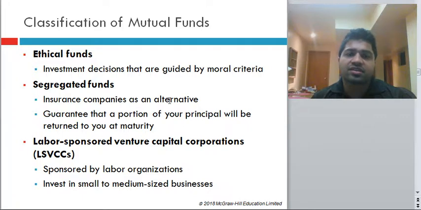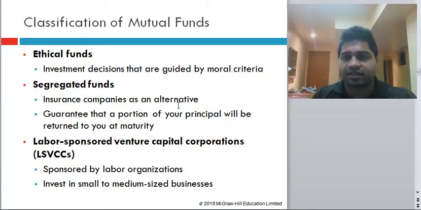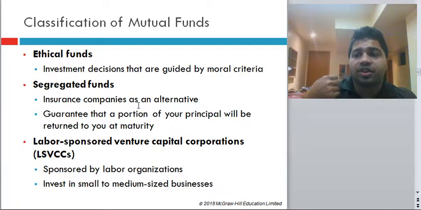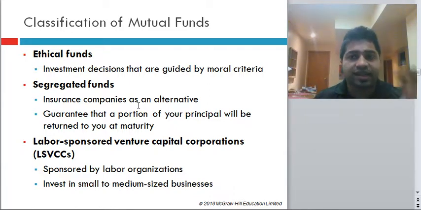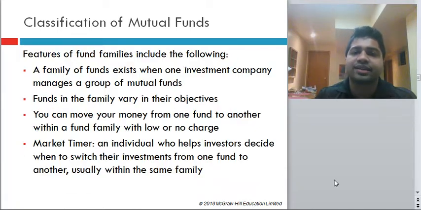Segregated funds, insurance companies offer these as an alternative. Segregated funds means some portion of your investment is guaranteed, and you also get exposure to capital appreciation. The guarantee is the insurance component, but the issue with segregated funds is the cost is generally high. Unlike mutual funds, some portion of your investment is guaranteed and the rest of it is floating. Disadvantage, you generally have very high management fees. The guarantee is that a portion of your principal will be returned to you at maturity. Labor sponsored venture capital corporations are sponsored by labor organizations, and they invest in small to medium size businesses.